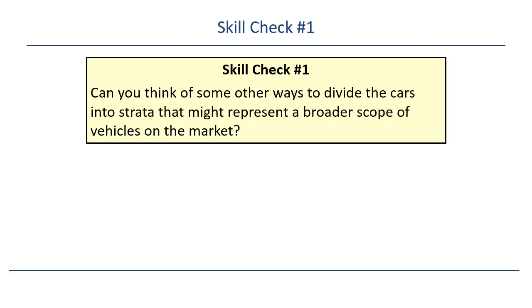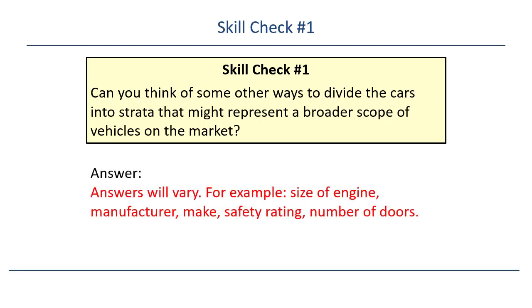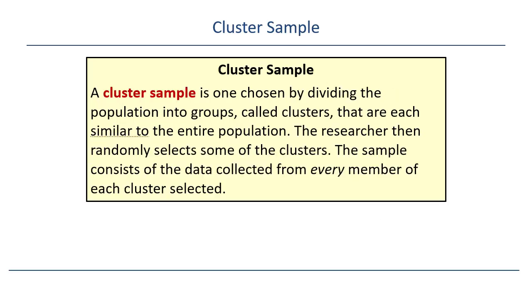Okay, can you think of some other ways to divide cars into strata that might represent a broader scope of vehicles on the market? Well, take a second, think about it. There's obviously a lot of answers, but some would be size of engine, manufacturer, the make, safety rating, number of doors, colors. There's all sorts of ways you could go, right?